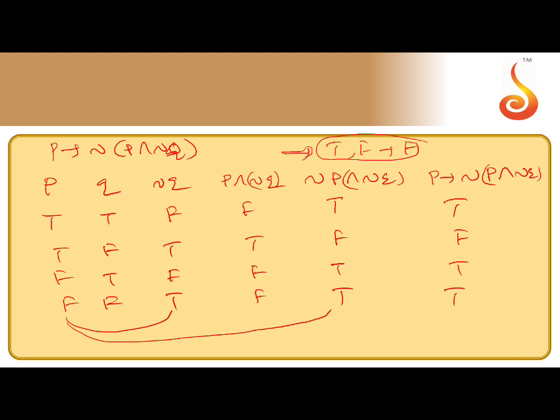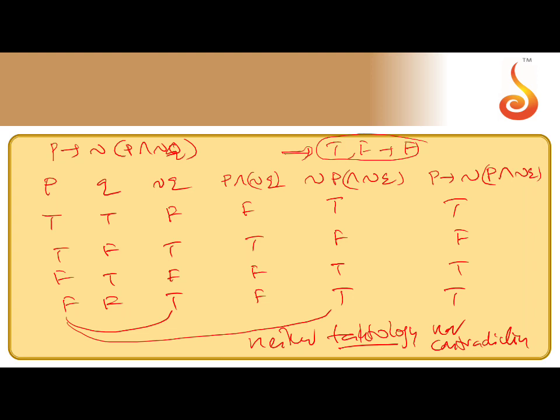So that means it is not a tautology. All are not false, so it is not a contradiction. So you can call it neither tautology nor contradiction. The answer you can write is neither tautology nor contradiction. I hope you understand here. You can take it as neither tautology nor contradiction. I hope you understand this one.